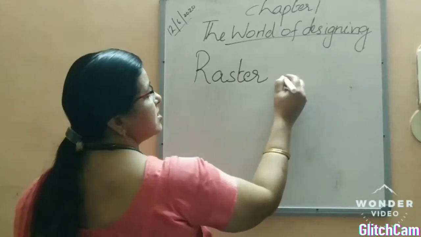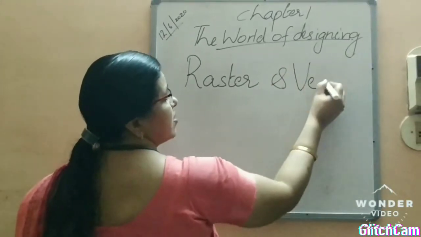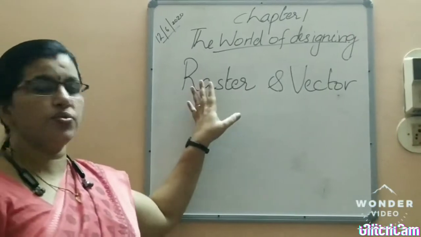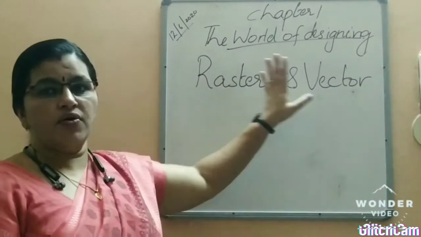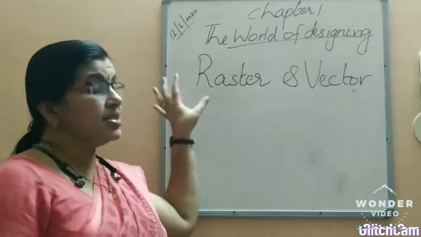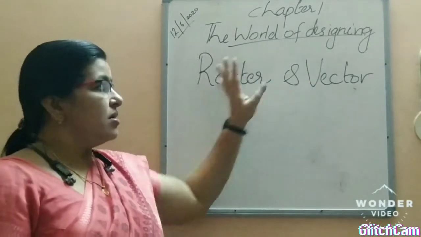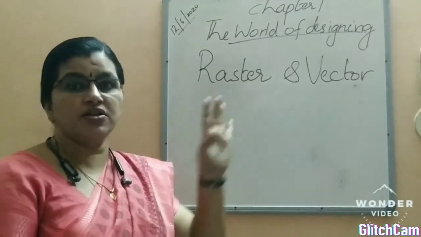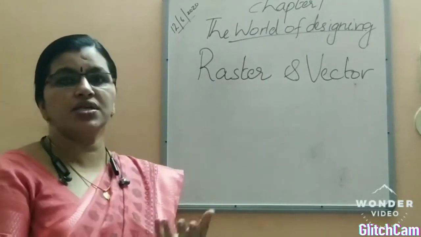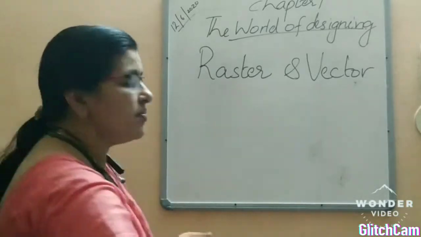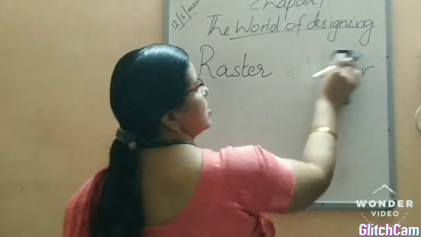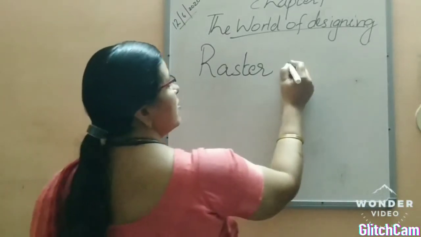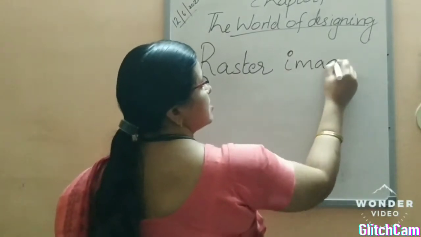The images are stored in two ways, raster image and vector image. GIMP is a raster image. INKSCAPE is a vector image. That is the difference. What is raster and what is vector? Today we will learn about what is raster image. What are the features of raster image? We are going to learn about raster image.